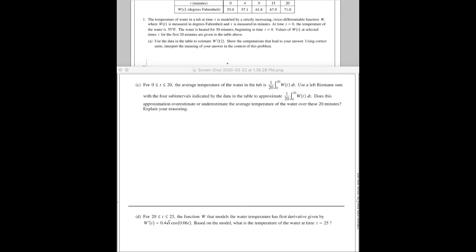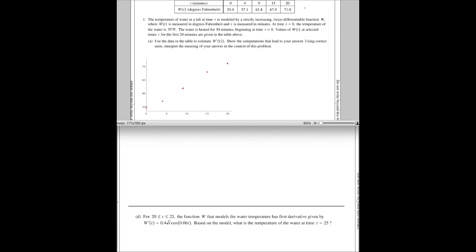Explain your reasoning. So this is just a variation of the average value theorem or the mean value theorem. And it just requires us to approximate first using some Riemann sums. So this is left Riemann sums. So I have our graph from the last problem, and I'm going to show what left Riemann sums would look like here.